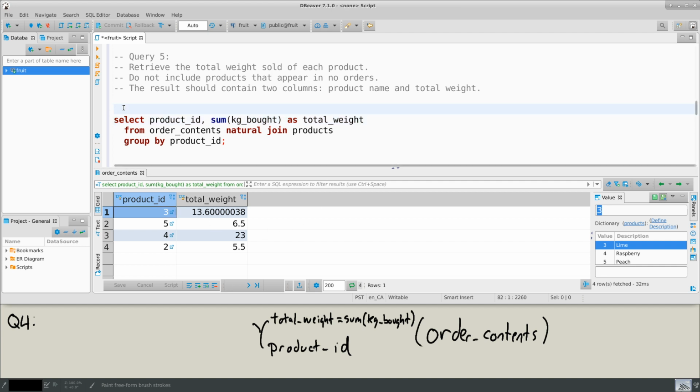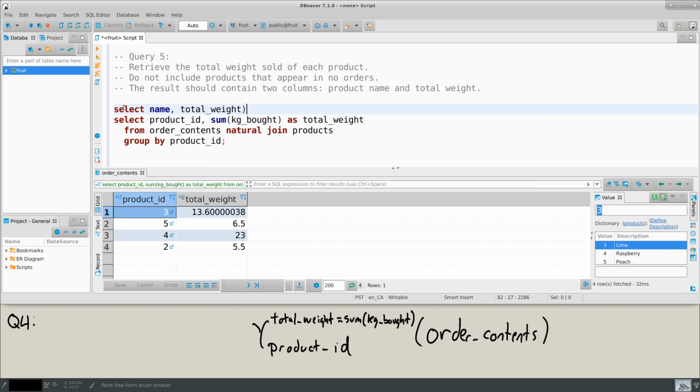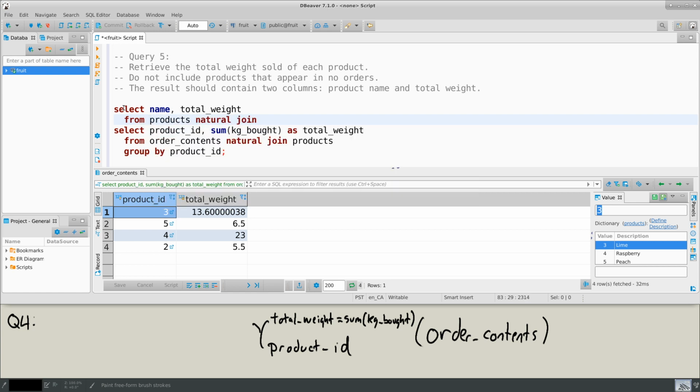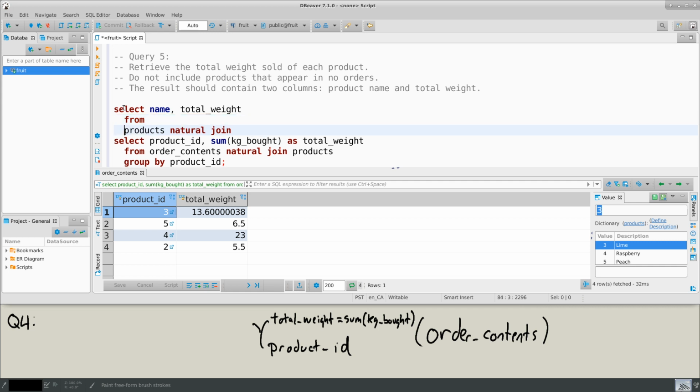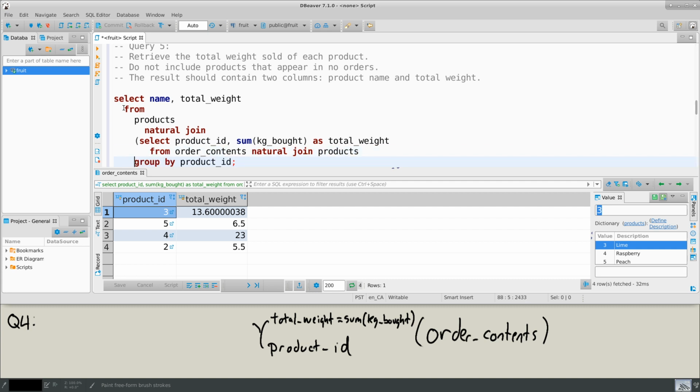I know that's an odd thing. Where am I getting that from? But keep in mind, anything you can compute, that's a table. And anything that you need in a table, if you can compute it, you can join it just like anything else. So I'm going to say select name and total weight from products, natural join. Actually, we'll put those on separate lines. And then I'm going to join it to this thing. I'm just going to space that so it's more uniform.